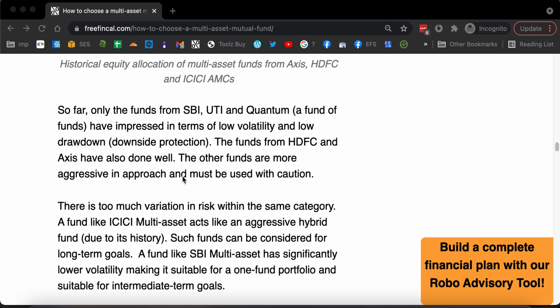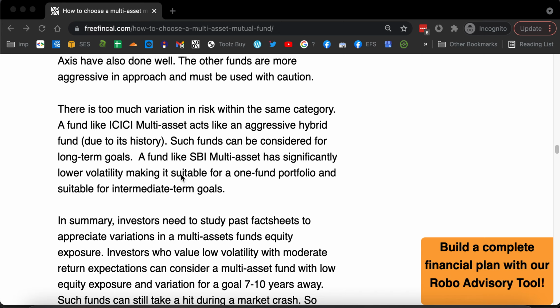So my recommendation is, if you are looking for funds in this category, you can use a multi-asset fund as a replacement for an aggressive hybrid fund in a long-term portfolio, but those funds should be equity oriented. If you choose something like SBI, then the volatility will be less, and the long-term returns will also be potentially less. So you have to be careful about how you choose it.